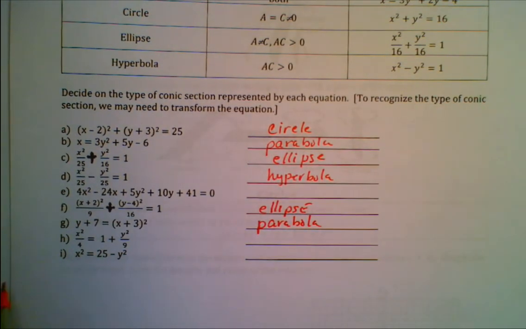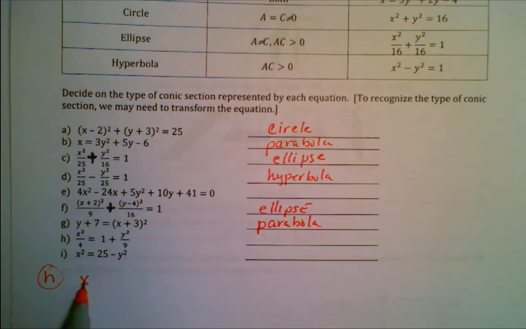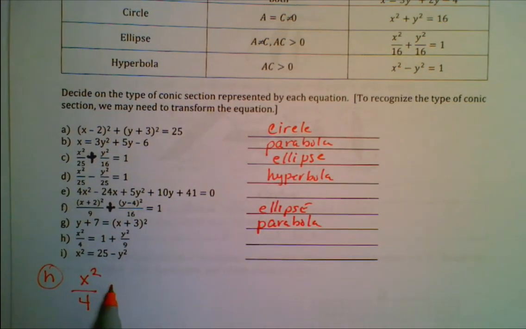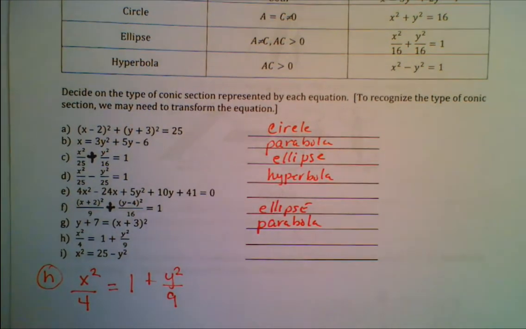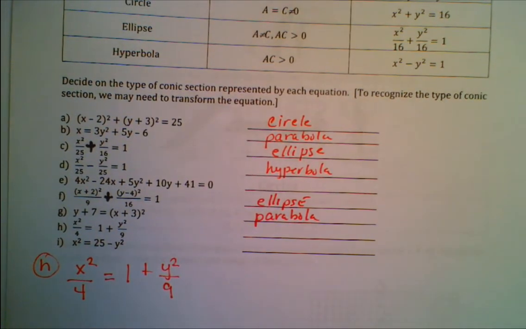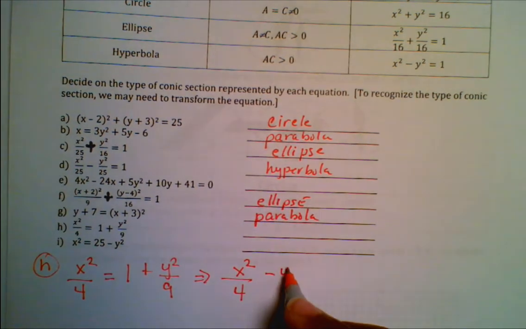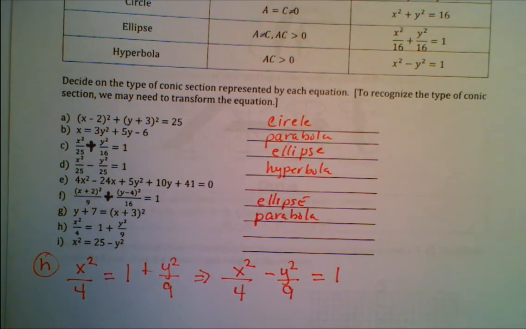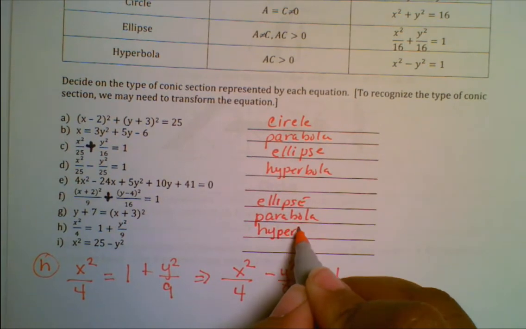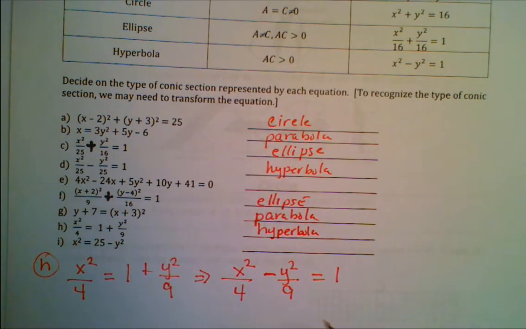For H, we're going to have to convert this equation, x squared over 4 equals 1 plus y squared over 9, so that we can determine what type of equation we have here. We're going to subtract y squared over 9 from both sides, and it equals 1. What type of equation will we have here? A hyperbola, because we have this minus sign between each term.